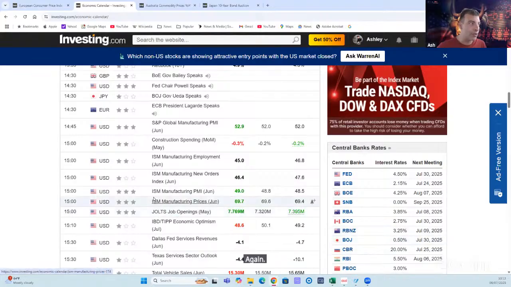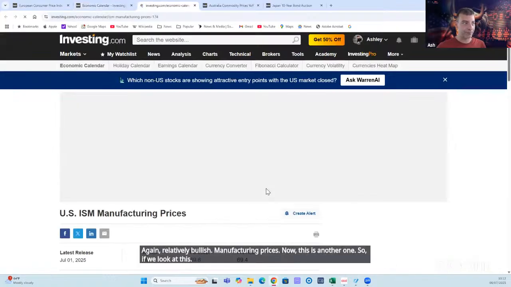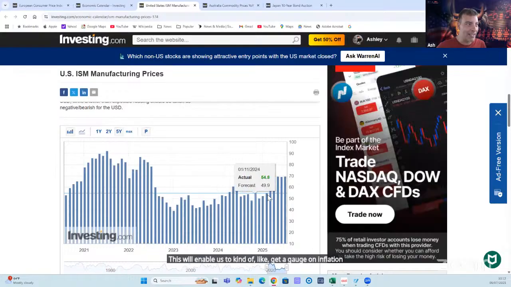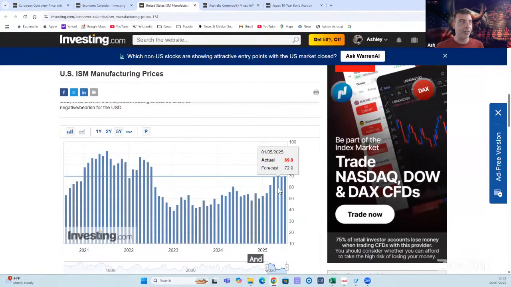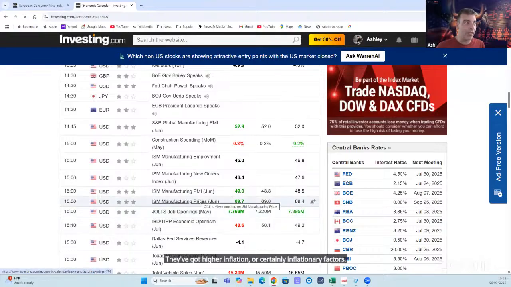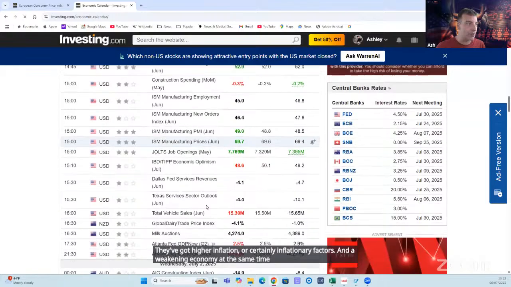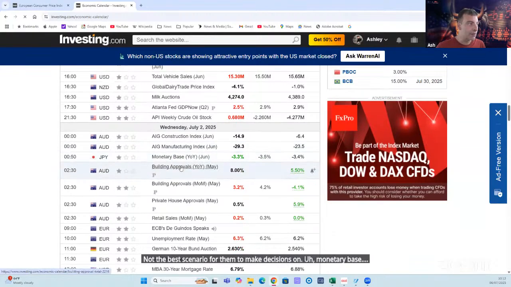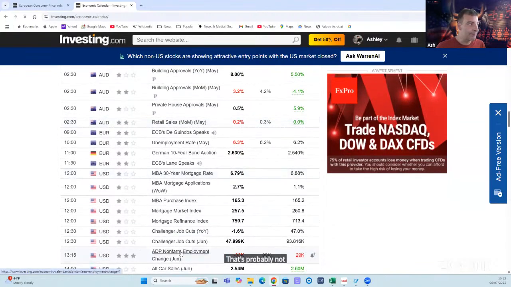Again, relatively bullish. Manufacturing prices. Now, this is another one. If we look at this, it will enable us to get a gauge on inflation and look at how it's just ticking higher. And this is the conundrum that the Fed have got. They've got higher inflation, or certainly inflationary factors, and a weakening economy at the same time, which is not the best scenario for them to make decisions on. Monetary base, that's probably not a number we need.